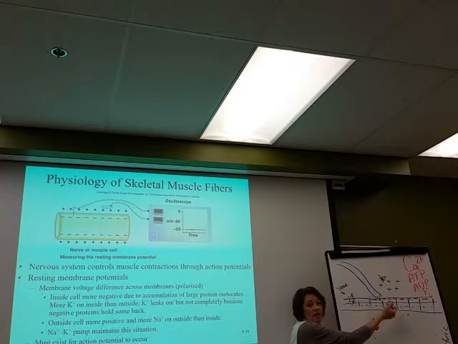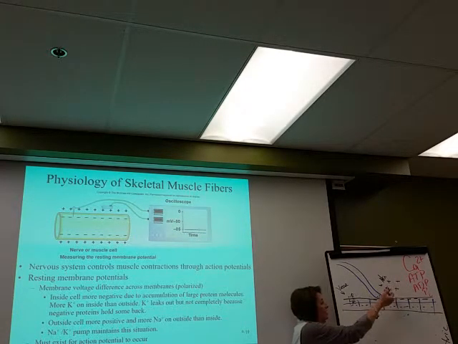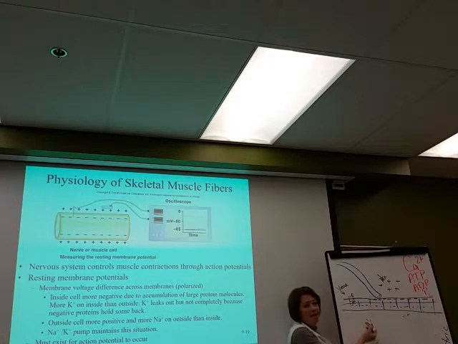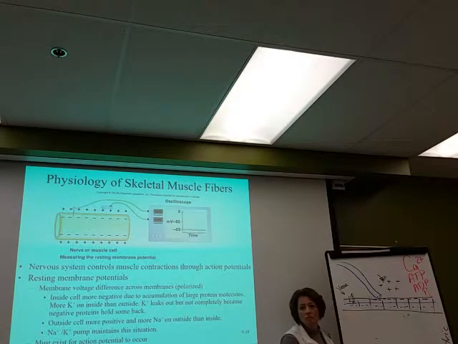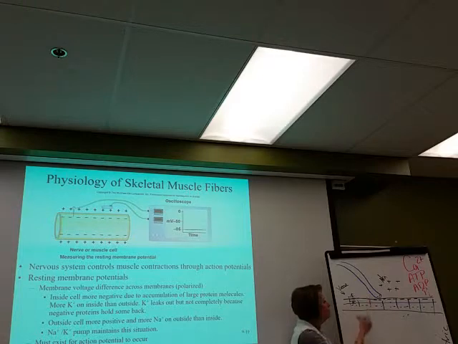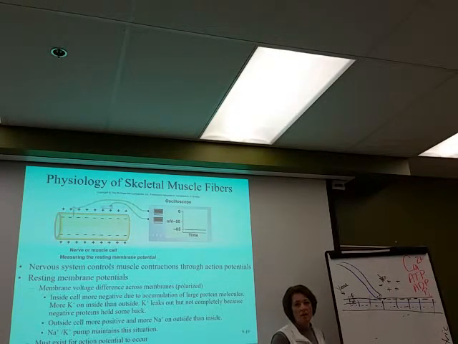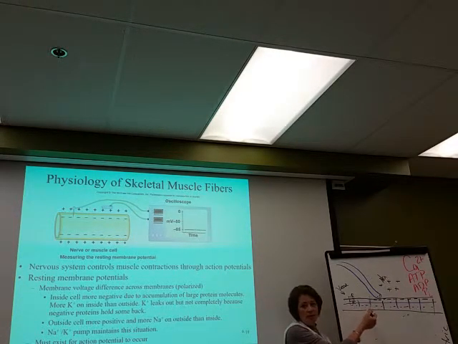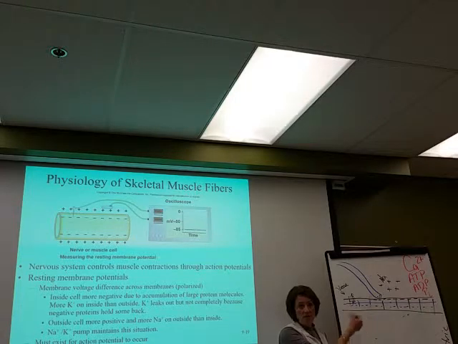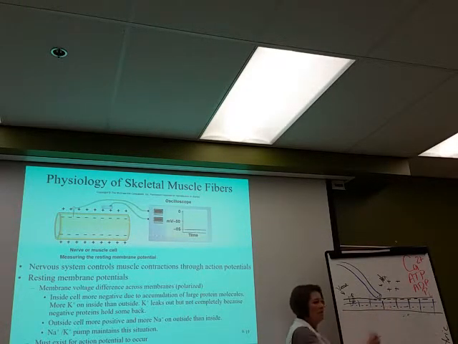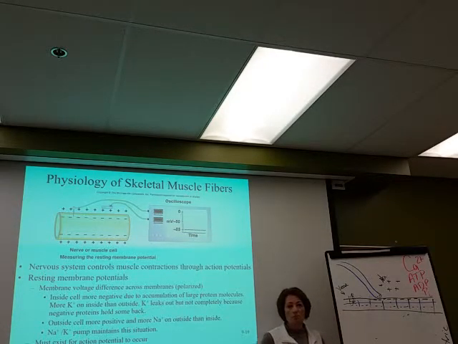Have negative here, positive here. Potassium kind of gets attracted, repelled, attracted, repelled. Make sense? So it just kind of moves back and forth. That's helping this muscle's membrane, the cell, have an electrical charge.